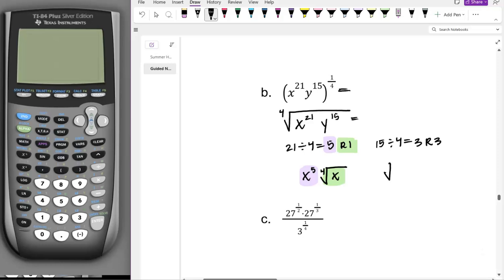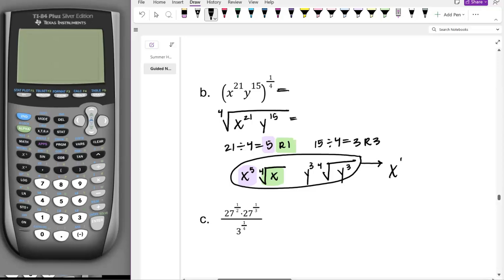Similarly, 3 factors of y get to come out, and 3 factors of y have to stay under. Now putting these two together, I have x to the 5th, y cubed on the outside of the root. Under the root, I have xy cubed.